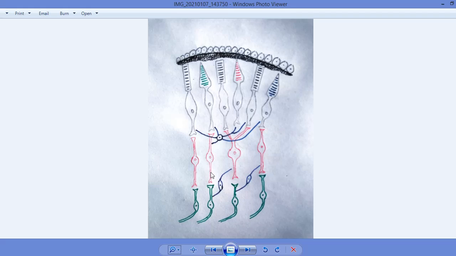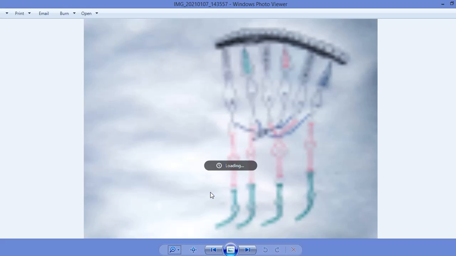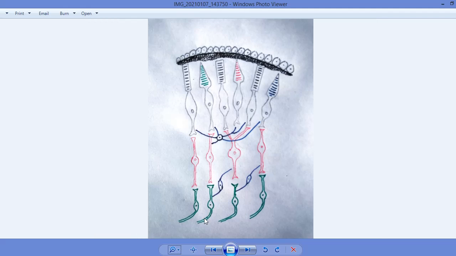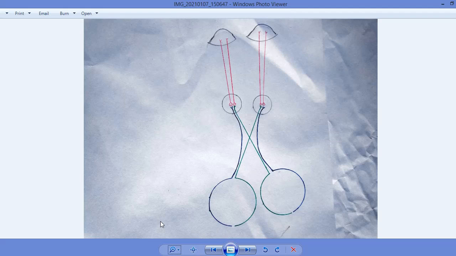Actually, the bipolar cell is connected with the ganglion cell with the help of the synapse, but still there is need of this amacrine cell to further refine the image and to transfer the signal to the ganglion cell. Now what happens when the signal is transferred toward the ganglion, the axons of the ganglion cells combine together to make the nerve fiber, and that nerve fiber is called the optic nerve. That optic nerve will travel toward the thalamus, and from the thalamus it will go to the visual cortex.